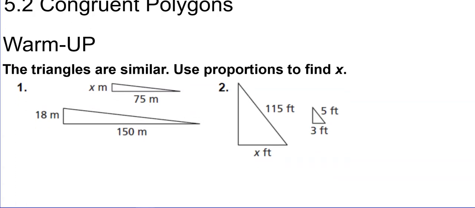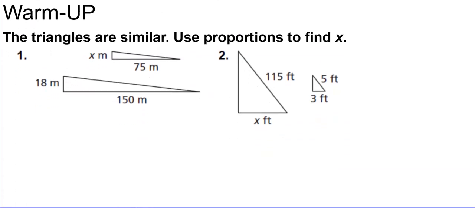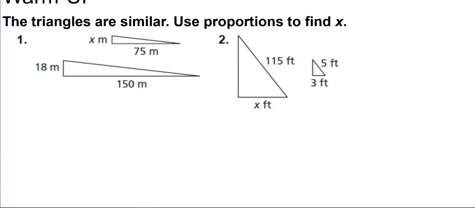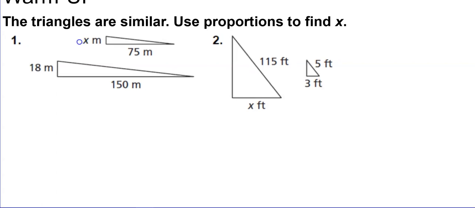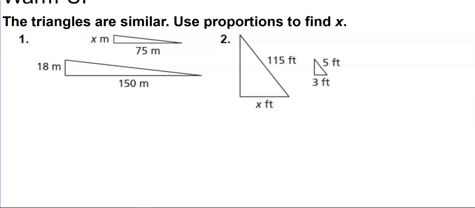All right, 5.2, congruent polygons. So we're going to review proportions. For number one, you can see they're kind of lined up, laying the same way. So, you can see these parts correspond to each other and these parts correspond to each other.